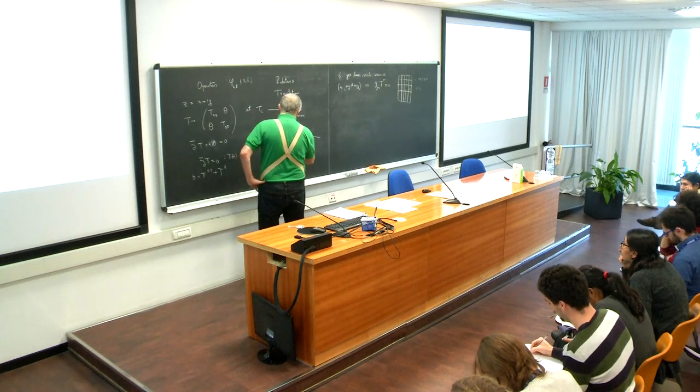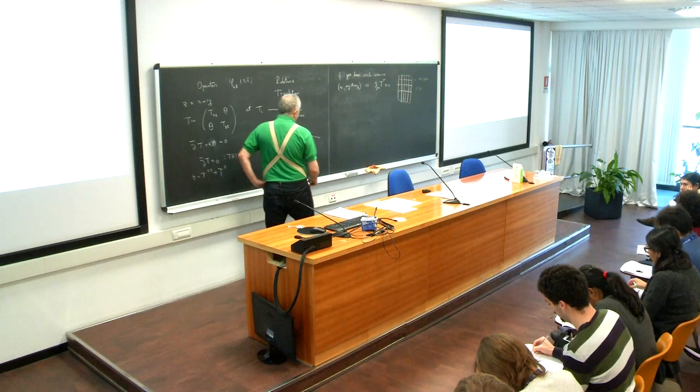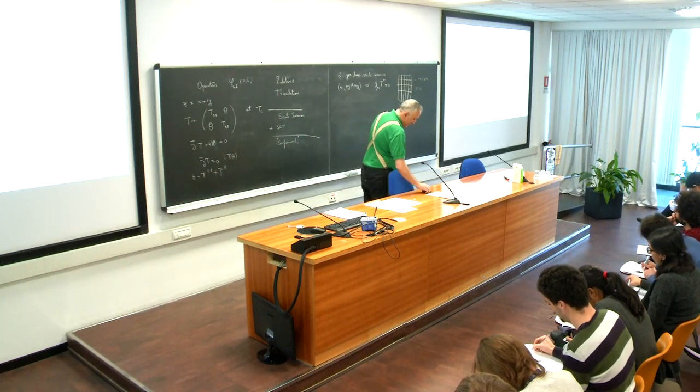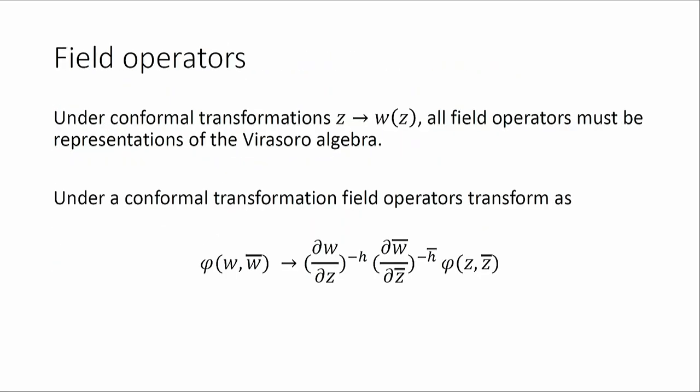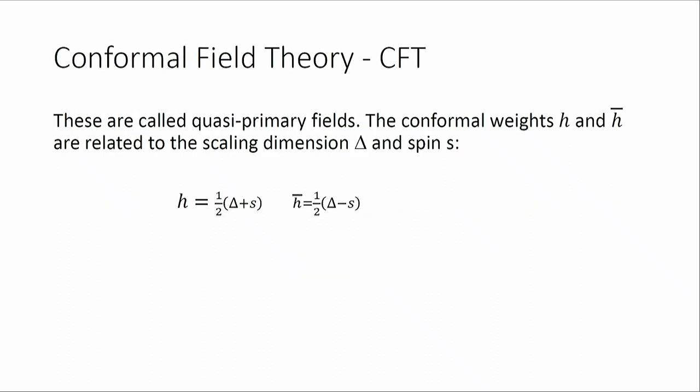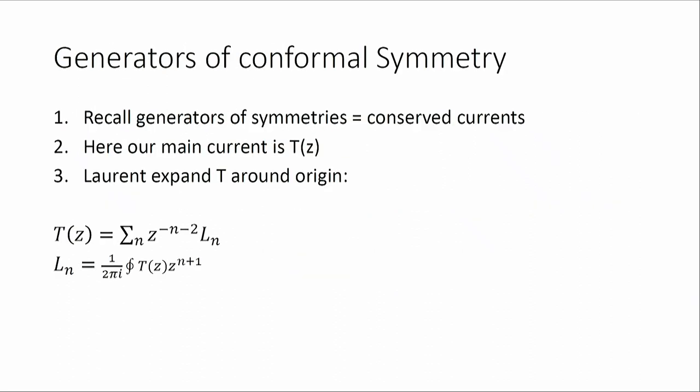So in this way, you have conformal invariance. And to arrive at conformal invariance, I need to have fields, which are these guys. And they behave in a certain way under conformal transformations. The main current I have is the energy momentum tensor, which I can then expand in a Laurent series. Laurent series expansion is possible over the complex plane only.